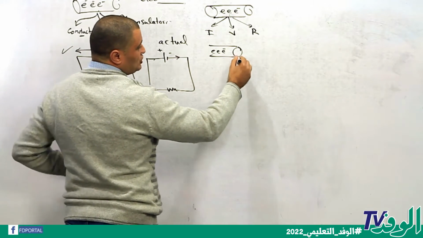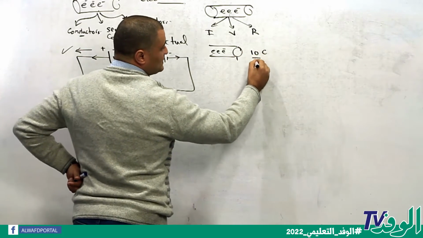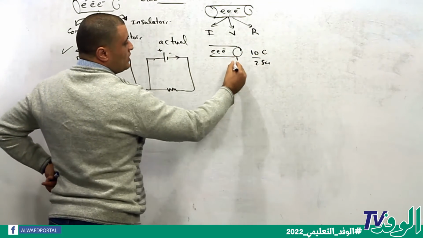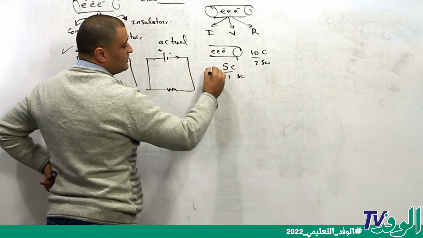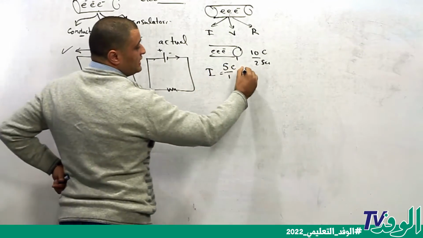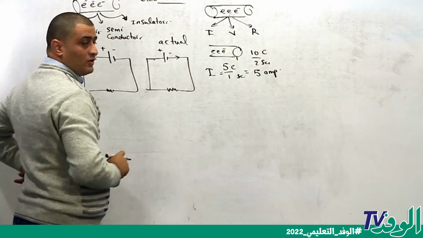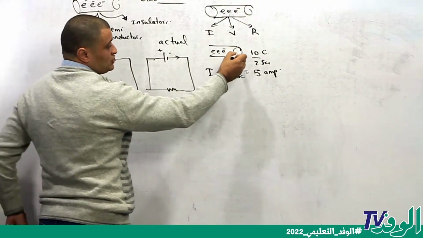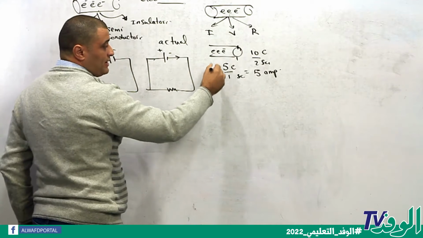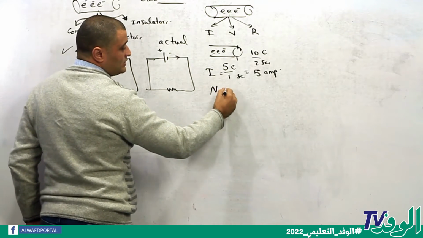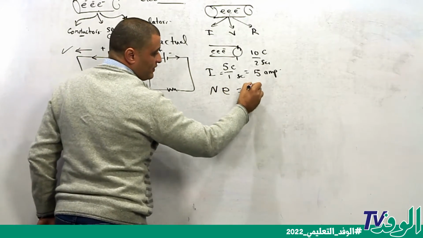Suppose the quantity of charge equals 10 coulomb passing in 2 seconds. So we have 5 coulomb in 1 second. This is called electric current intensity, and we can call it 5 ampere. The quantity of charge which can pass through the cross-sectional area of the wire we can write as Q equals N times E.